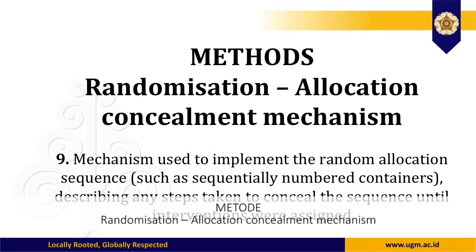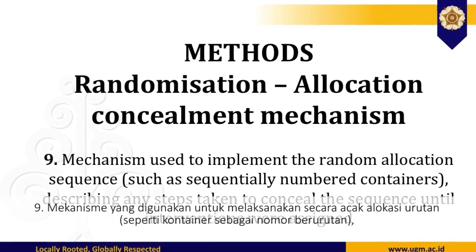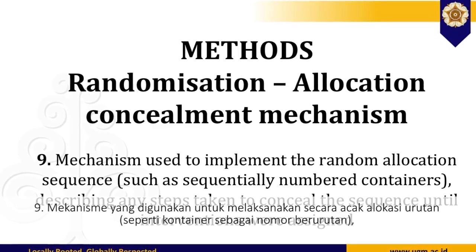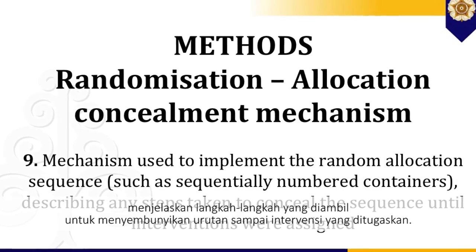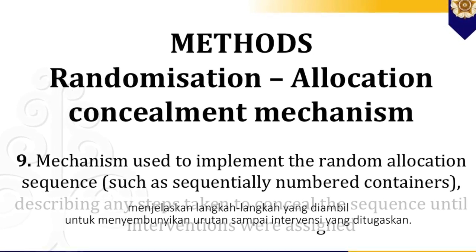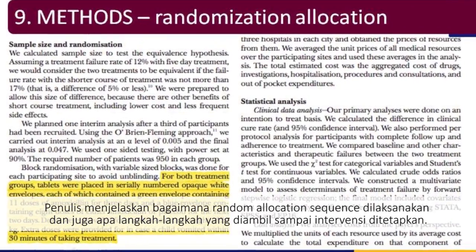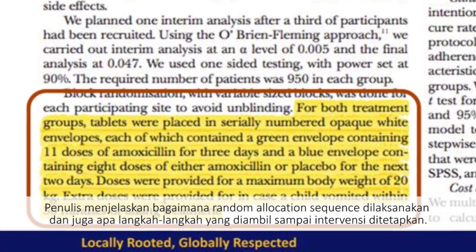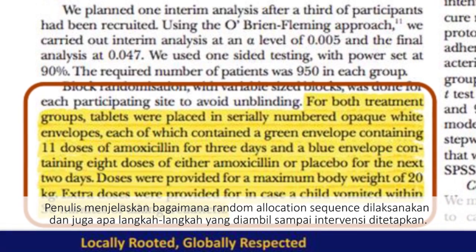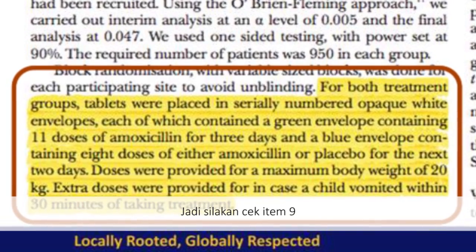Methods, randomization, allocation concealment mechanism. 9, mechanism used to implement the random allocation sequence, such as sequentially numbered containers, describing any steps taken to conceal the sequence until interventions were assigned. The author describes how the random allocation sequence was implemented, and also what steps were taken until interventions were assigned. Please read this part carefully. So please check off item 9.